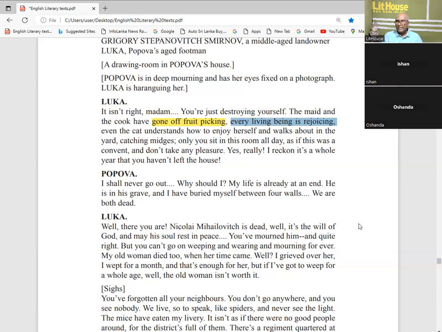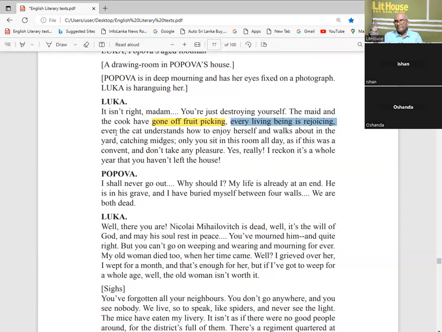He does not like it. But he likes, he approves, he advocates life. We must live. We must enjoy life. Enjoy life. Even the cat, animals understand how to enjoy herself, and she walks about in the yard catching midges. Midges means small insects or prey. Now even the house cat, she knows how to enjoy life, but my dear madam Popova, you do not.